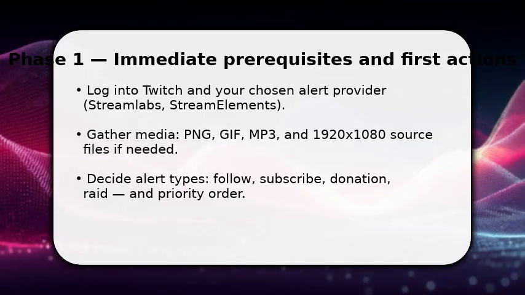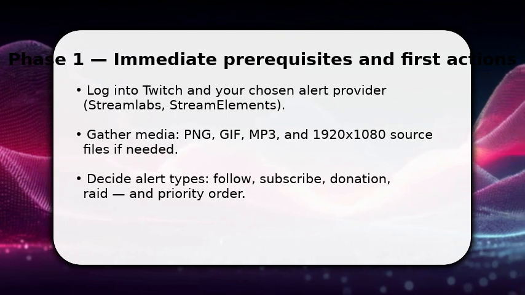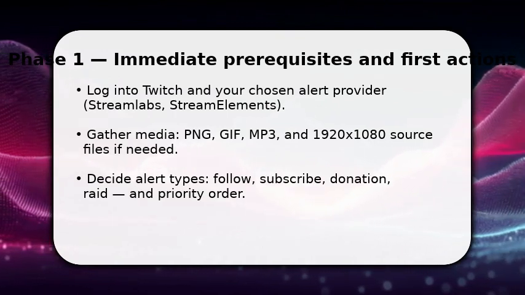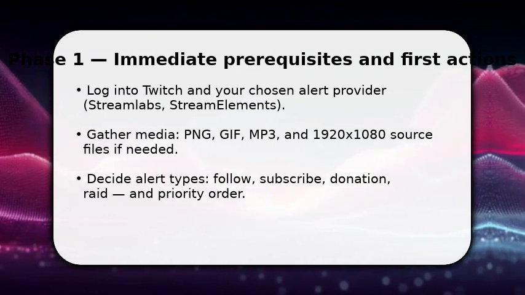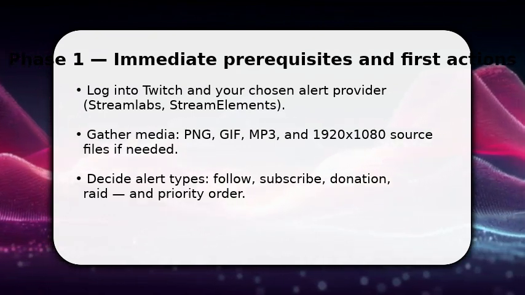You start by linking accounts. Connect Twitch to your alert service and authorize permissions. Once done, upload your graphics and sound files so they are ready to call. Make sure to name files clearly. This helps you assign them quickly later.